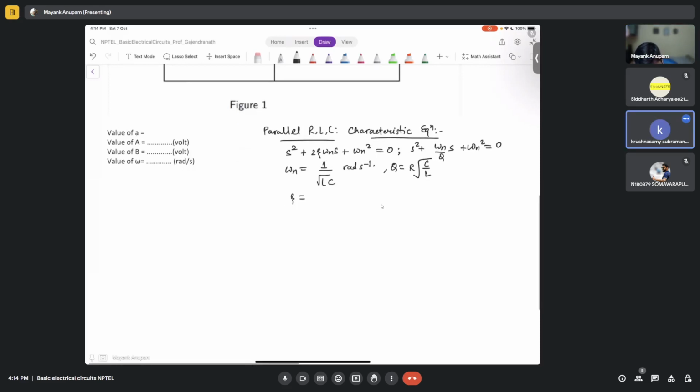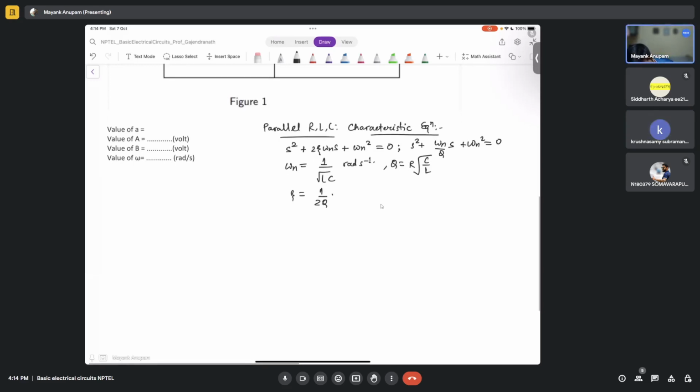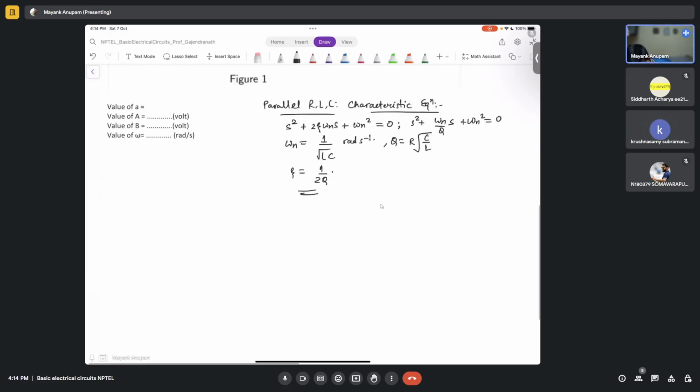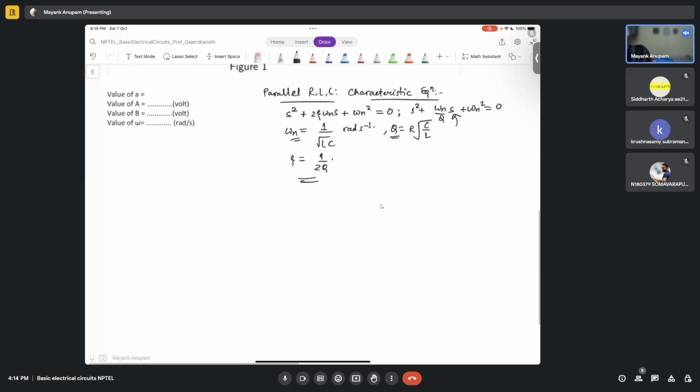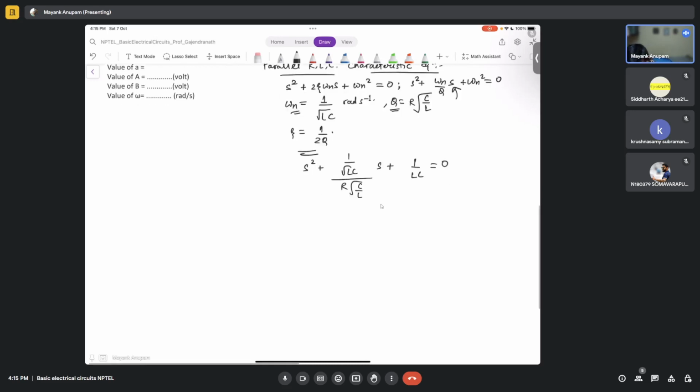So you know zeta is equal to 1 over 2q, right? It's not required here, but let's simply replace q and omega n in this equation and see what we get. So we have s square plus omega n, which is 1 over root LC, divided by q, which is R into root C by L, right? Into s plus 1 over LC is equal to 0. This is the characteristic equation, right?